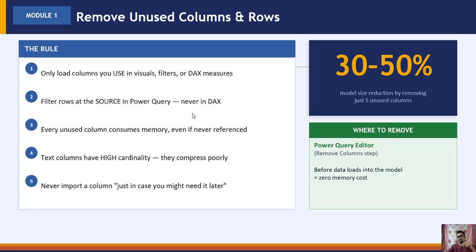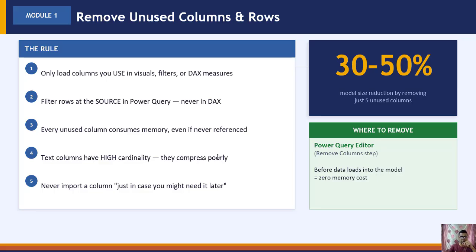So we need to filter the rows in Power Query itself. We need to remove the unwanted rows. We should not treat it like, okay, we can deal with it in DAX. And every unused column consumes memory even if never referenced. This is why we need to remove the unused columns.